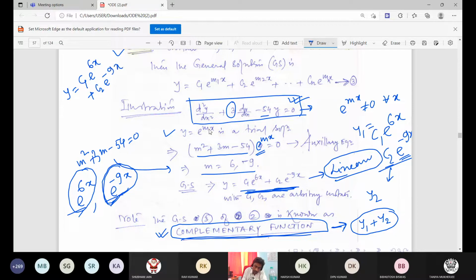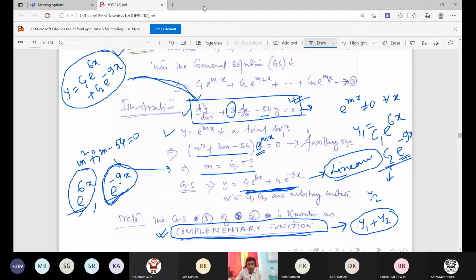Can you form the differential equation eliminating C1 and C2? Just think about the opposite part, from your 12th standard. Differentiating, dy/dx is C1 into e to the power 6x times 6, plus the other term, and the double differential, the second derivative, will give you this equation. Yes, if you eliminate C1 and C2, you will get this equation.